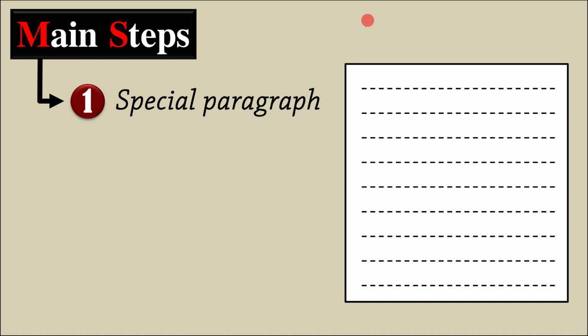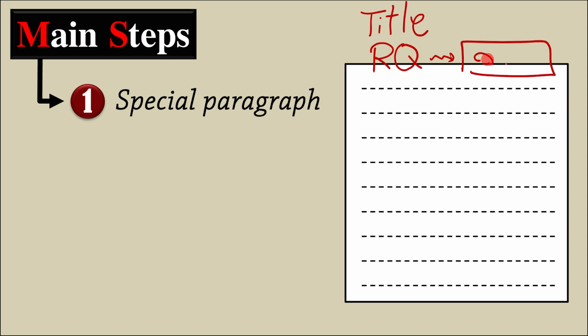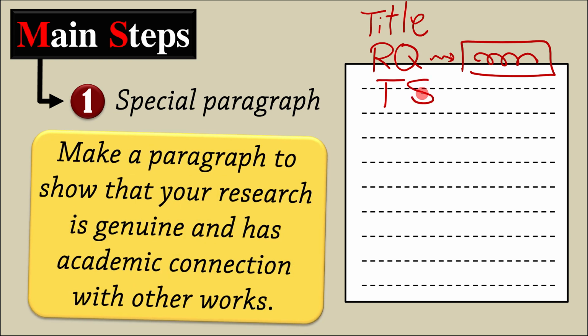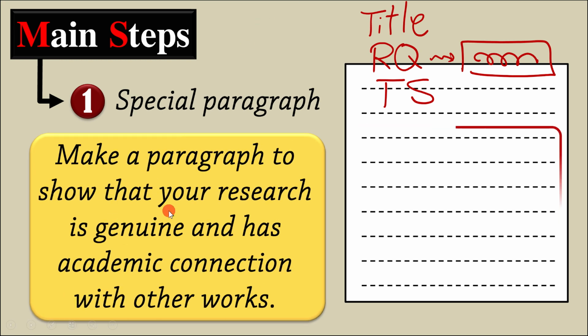Okay, you may remember at the beginning of our essay we had a title, and then the research question, and then you were supposed to restate your research question, and then the thesis statement. Before you give any background information, please make a special paragraph to show that your research is genuine and has academic connection with other works. Then you can continue. But how is this paragraph made?